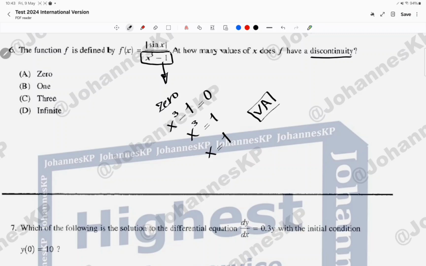So we're going to have a single discontinuity at x of 1, which is choice B. All right? Let's move on to question 7.